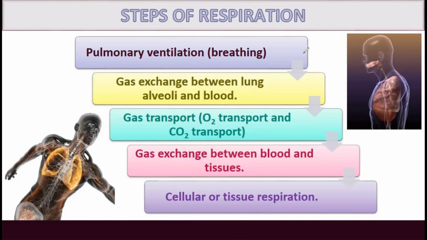Through pulmonary ventilation, gaseous exchange between lungs, alveoli and the blood takes place. Then gas transport, that is oxygen transportation and carbon dioxide transportation, takes place between the blood and tissues. And finally, that leads to the initiation of cellular or tissue respiration.